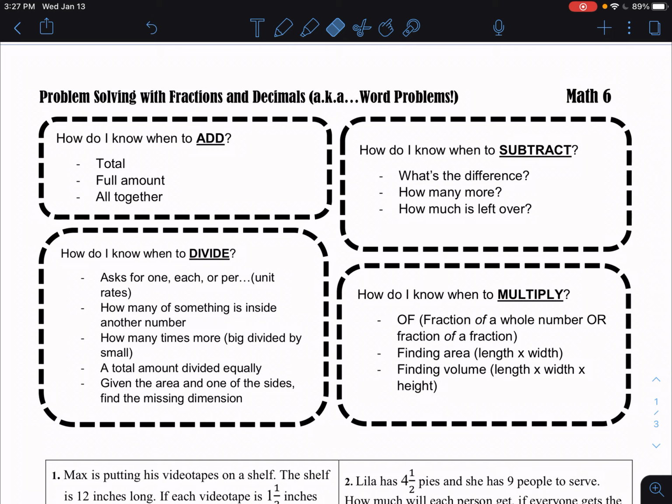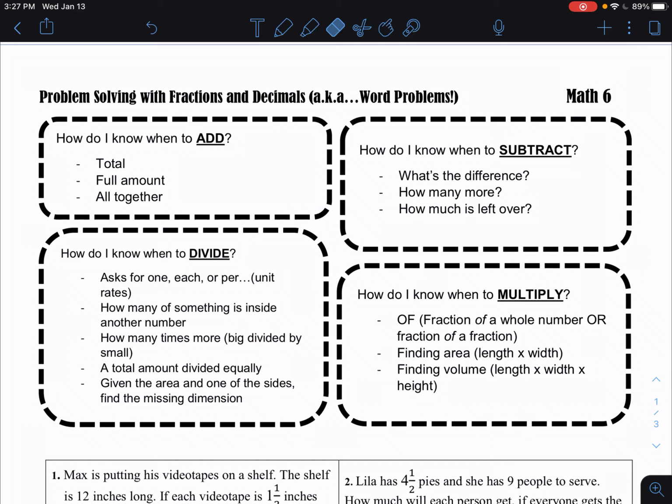How many more does someone have or something have? How much is left over? How much change are you supposed to get? Things like that are going to be subtraction. Those are going to be specific to decimals. Now, division and multiplication can be both decimals and fractions. Division has the most because there's the most different ways to use division.